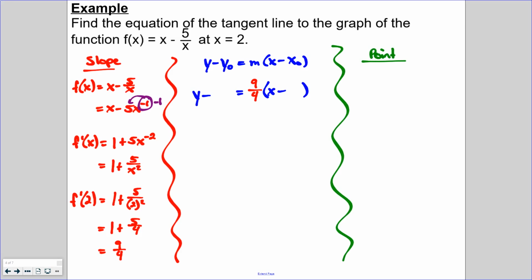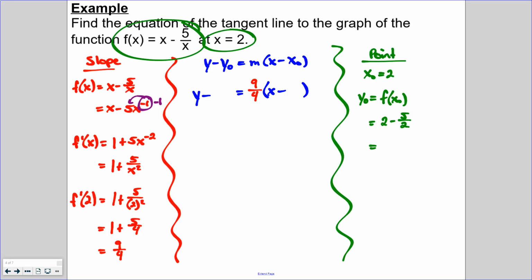Now we are looking for an x sub 0 and a y sub 0, and the problem tells us that our x sub 0 is going to be 2. Now how do we find the y sub 0? Well, remember the y is the output of x. So all we need to do to find our y sub 0 is substitute x sub 0 into our function. So y sub 0 is going to be x, which is 2, minus 5 over x, which is 2. So 2 minus 5 halves.